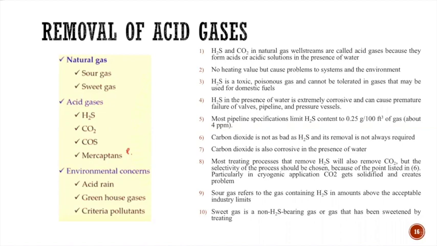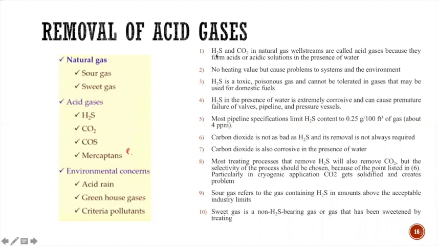Basically, there are two types of natural gas. One is sweet gas, which does not contain any acid gas, and one is sour gas, which is carrying these acid gases: H2S, CO2, mercaptans. So all these are termed as acid gases.